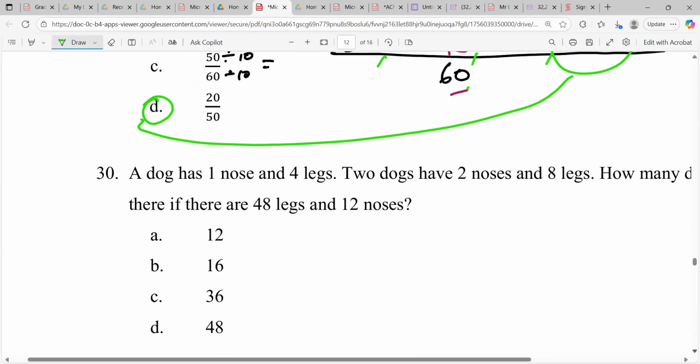A dog has 1 nose and 4 legs. 2 dogs have 2 noses and 8 legs. How many dogs are there if there are 48 legs and 12 noses?